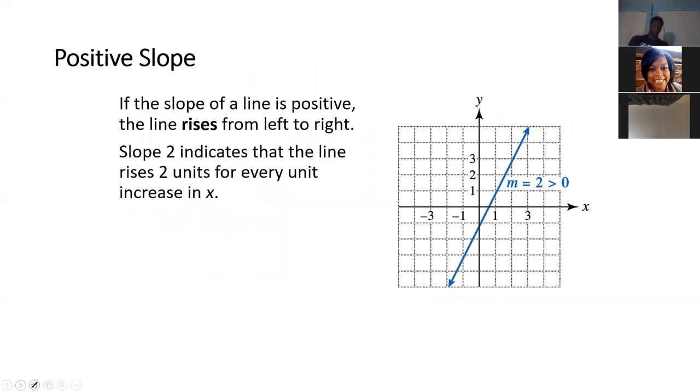So our types of slope, we have a positive slope. If the slope of a line is positive, the line rises from left to right. And so if we look here, this is a slope of 2. And it's a positive slope because it's rising from left to right.